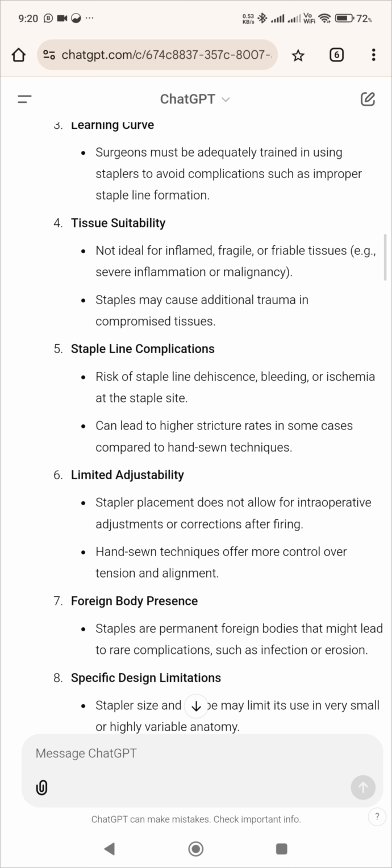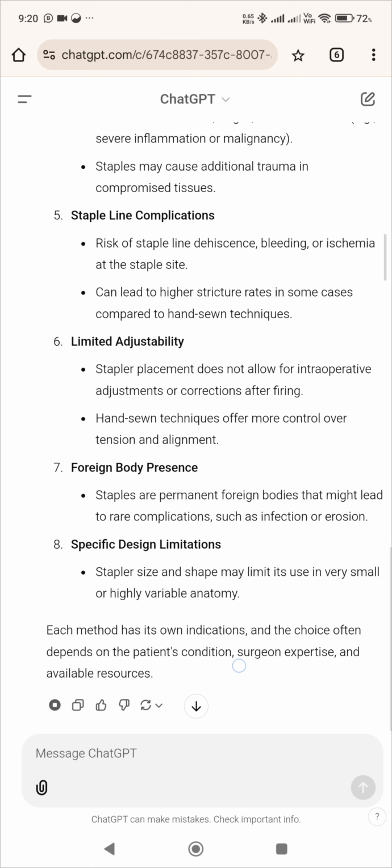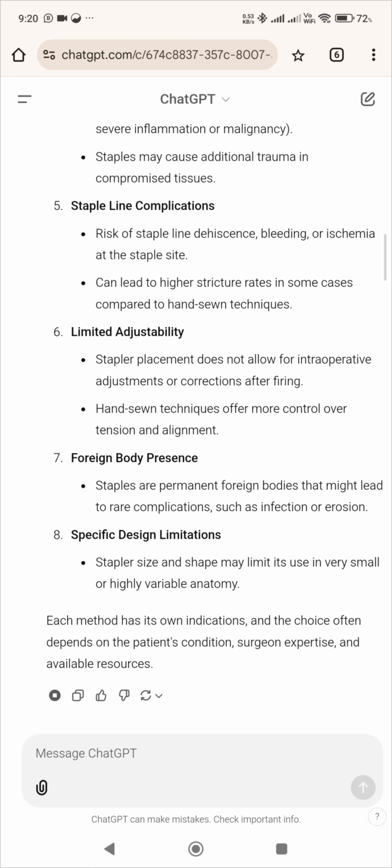6. Limited adjustability. Stapler placement does not allow for intraoperative adjustments or corrections after firing. Hand-sewn techniques offer more control over tension and alignment. 7. Foreign body presence. Staples are permanent foreign bodies that might lead to rare complications, such as infection or erosion. 8. Specific design limitations. Stapler size and shape may limit its use in very small or highly variable anatomy. Each method has its own indications, and the choice often depends on the patient's condition, surgeon expertise, and available resources.